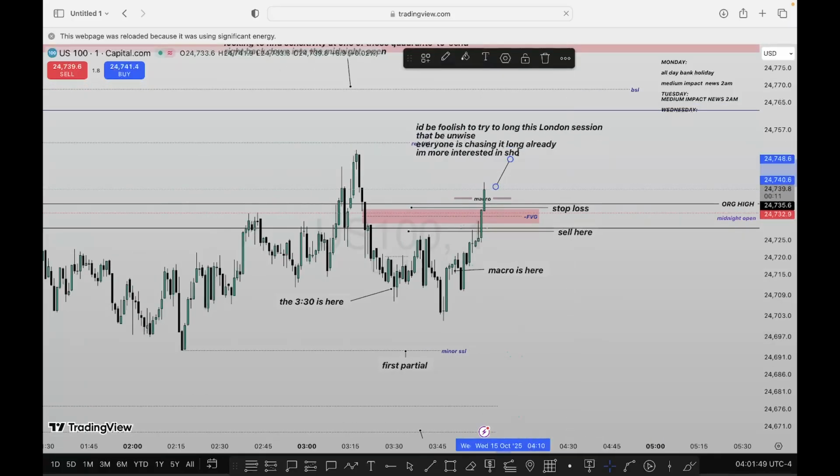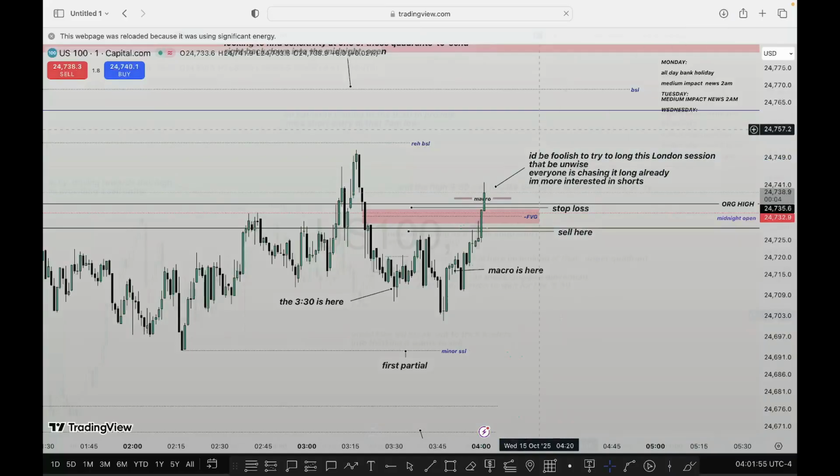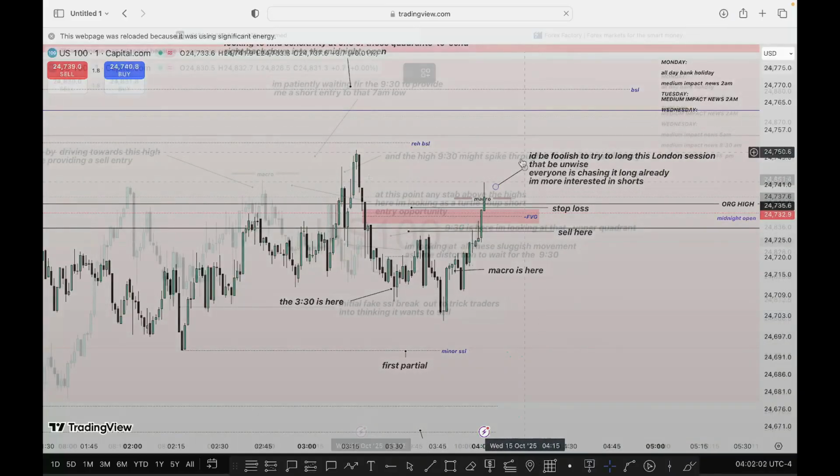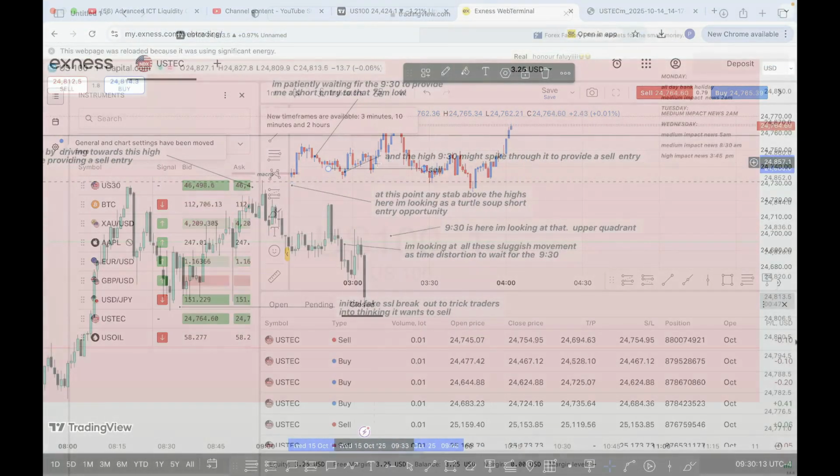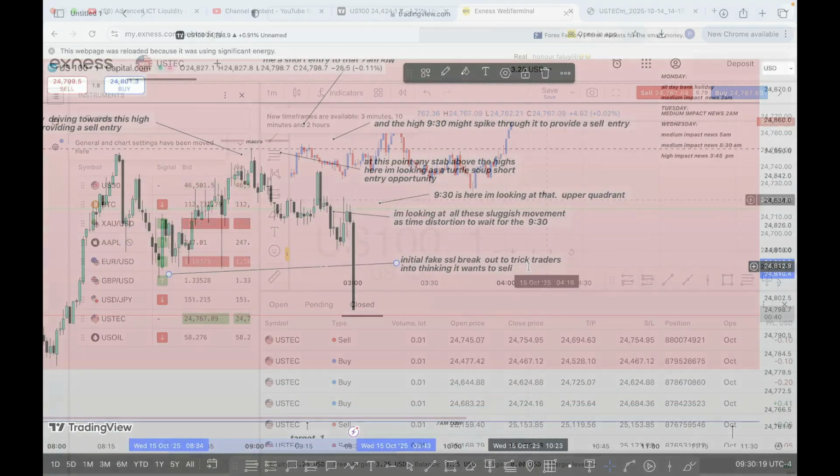Ahead is the New York session trading. Let's go over to New York. Let me show you my PNL. As you can see, a 10-cent loss.